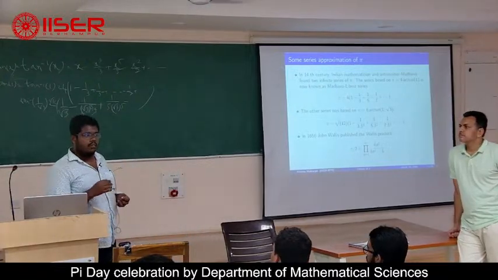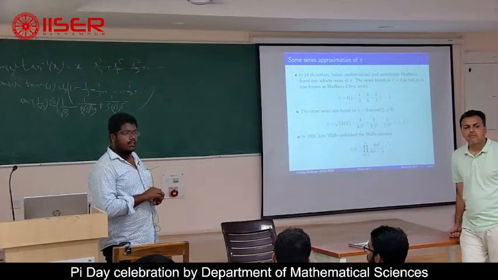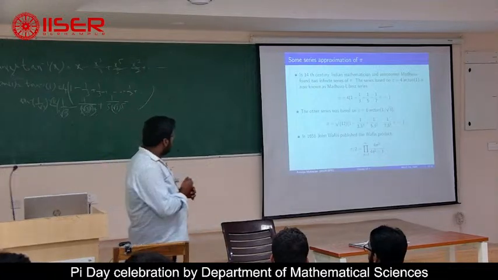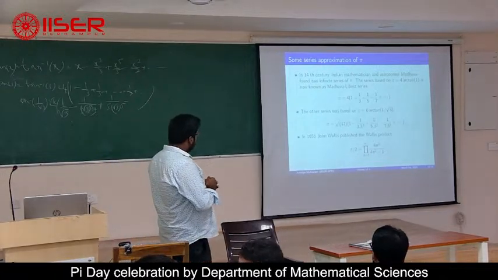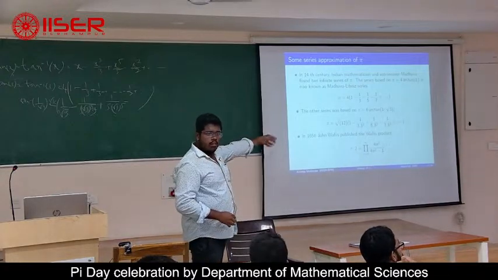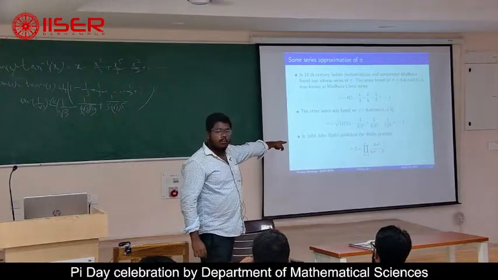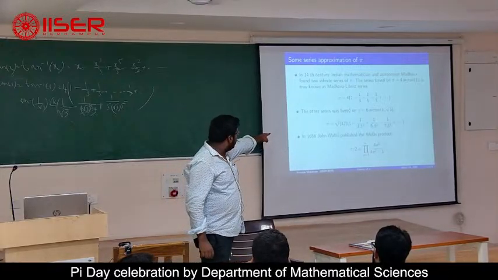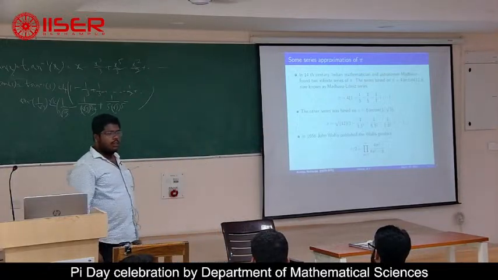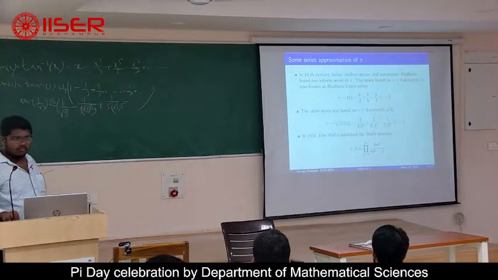Ramanujan's idea was that it converges rapidly to pi. No, because in the last series, every term is a rational number. Root 12 is not rational. It is irrational, so it is not possible.